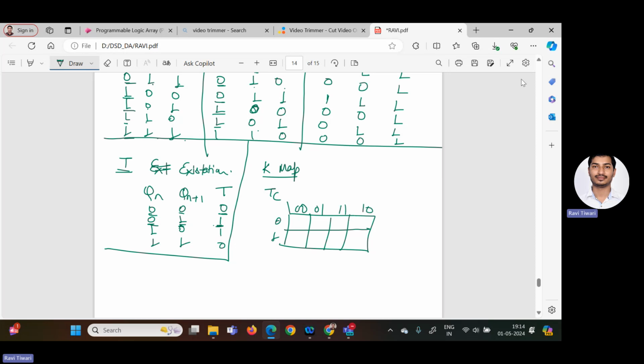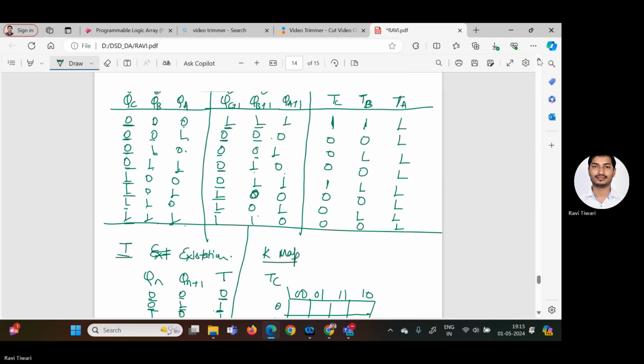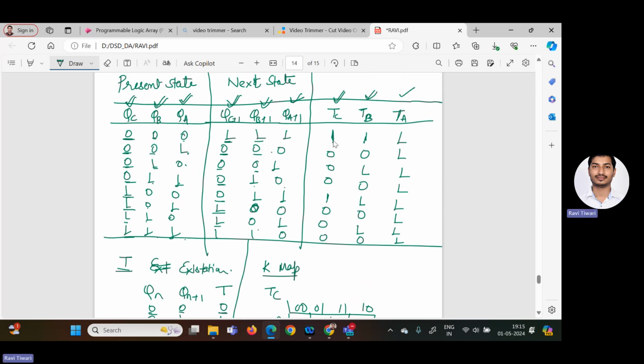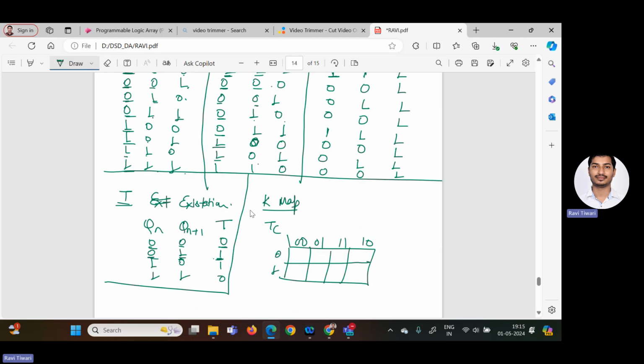The value for which your TC is equal to 1, that's the value you have to fill here in the K-map. So here you can see TC is 1 for 0, 0, 0. So wherever its value is 0, 0, 0, you fill it by 1. Similarly, here also it's 1 for the combination of 1, 0, 0. That means 4, 1, 0, 0. Here also it's 1. And all the other values are 0. No need to fill the value with 0.